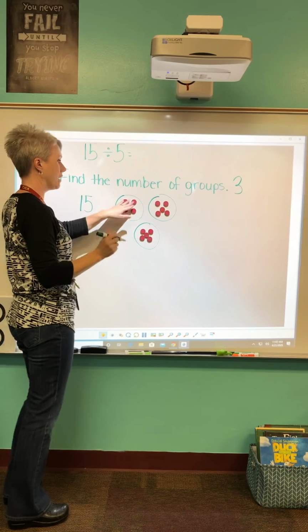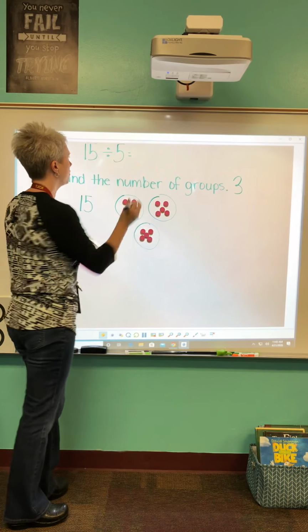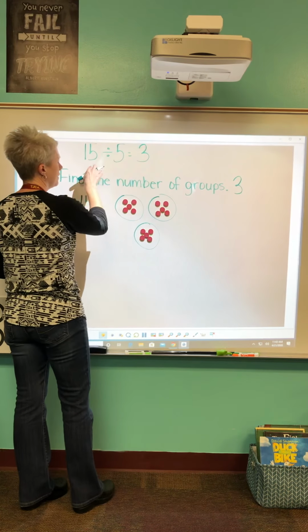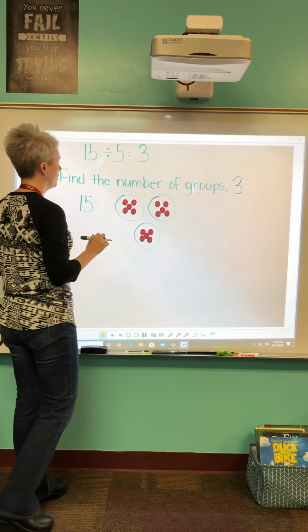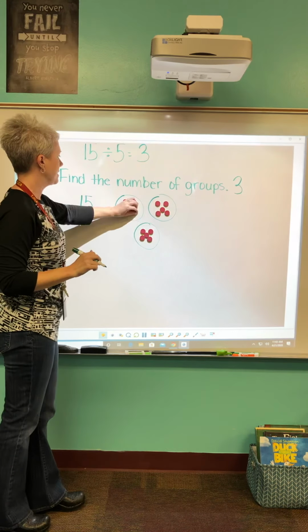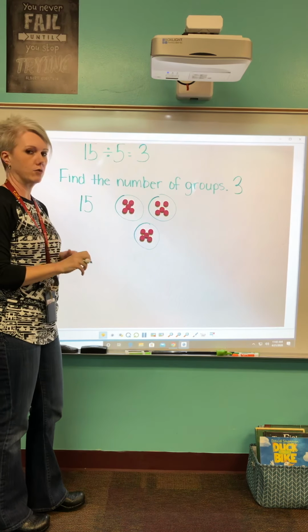I wanted to put 5 cookies in each group. And that gave me 1, 2, 3 groups. So 15 divided by 5 equals 3. I started with 15. I separated them out into groups of 5. And I had 3 groups equally.